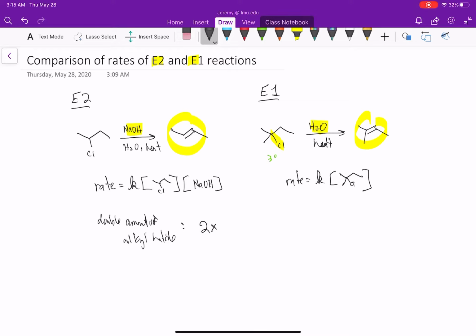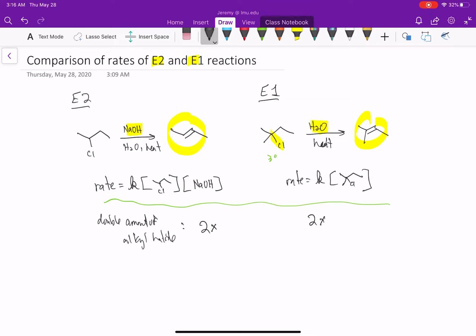What about for the E1? If we double the amount of my alkyl halide, I've doubled this concentration. Again, my rate would be 2 times as fast. Okay, pretty simple. All right.